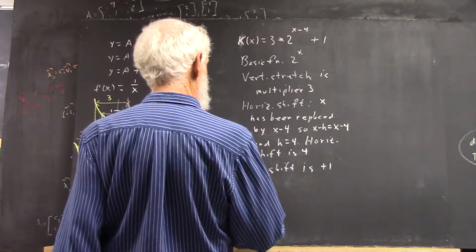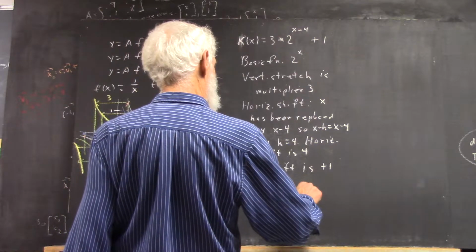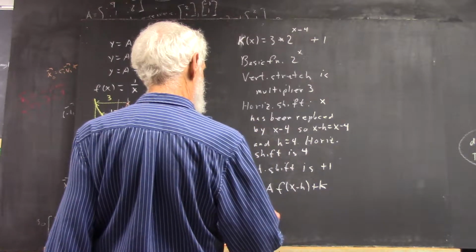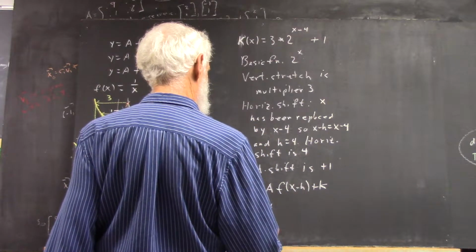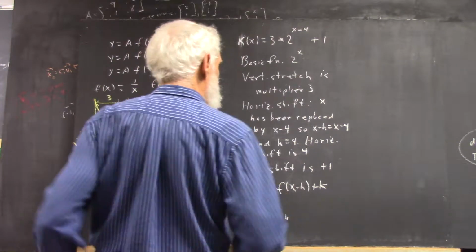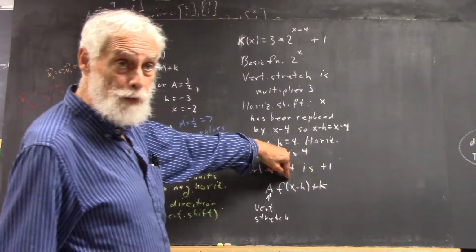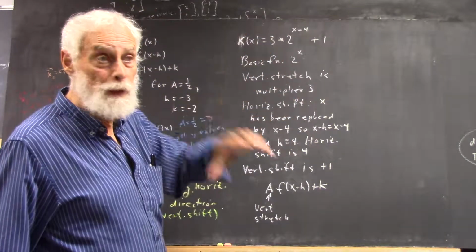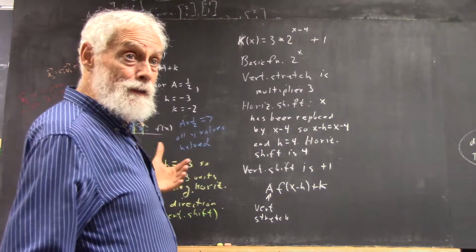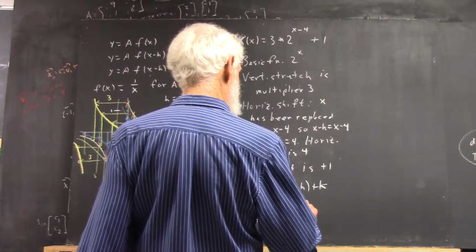If your function is this, A is your vertical stretch, because that's what multiplies your function. It increases y, it multiplies every y value by that number, and that's why the vertical stretch acts the way it does. Okay?